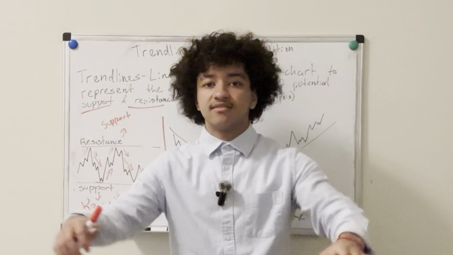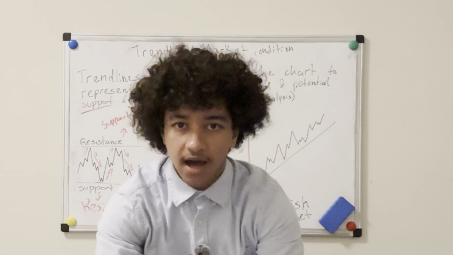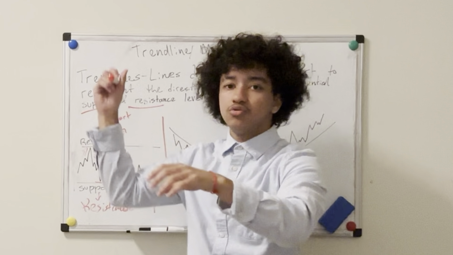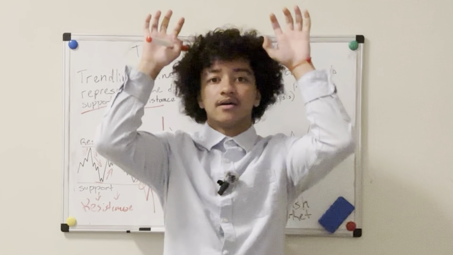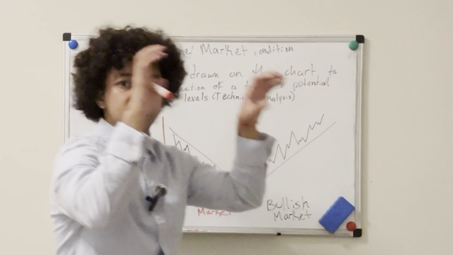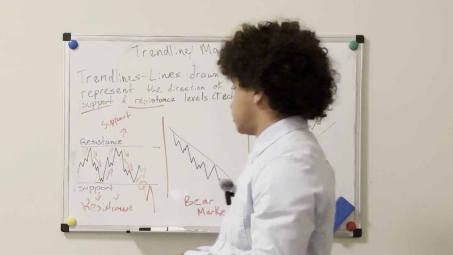A bear attacks with his claws starting from the top and swiping down. All right, what does the stock do? Go down. So bear, best way to understand it. How does the bear attack? Swiping down. How does stock go? Down. So that's why people use bear. All right, so this is a bear market.